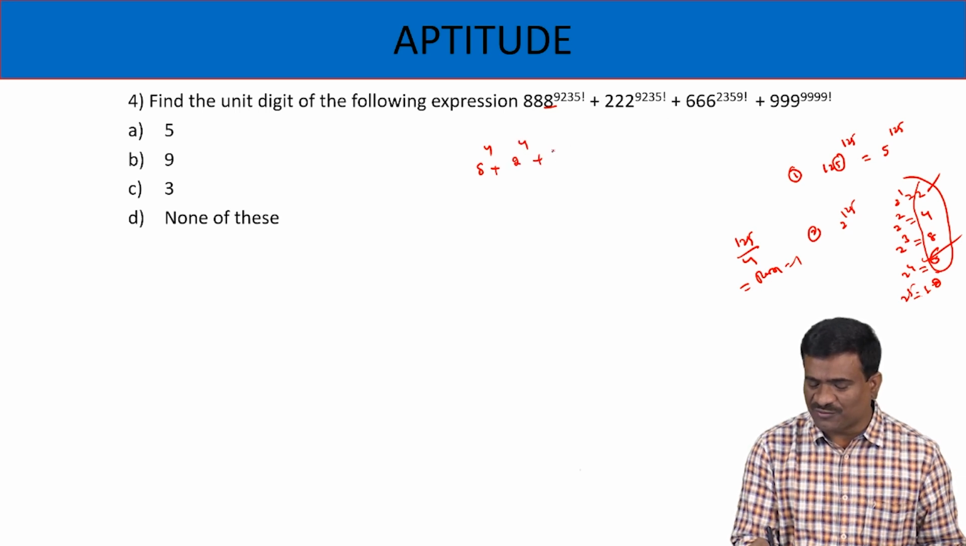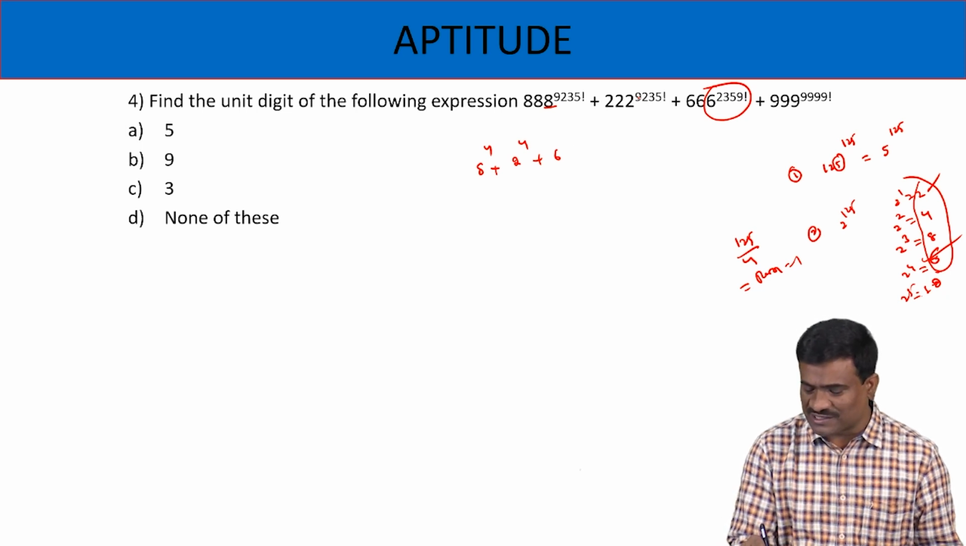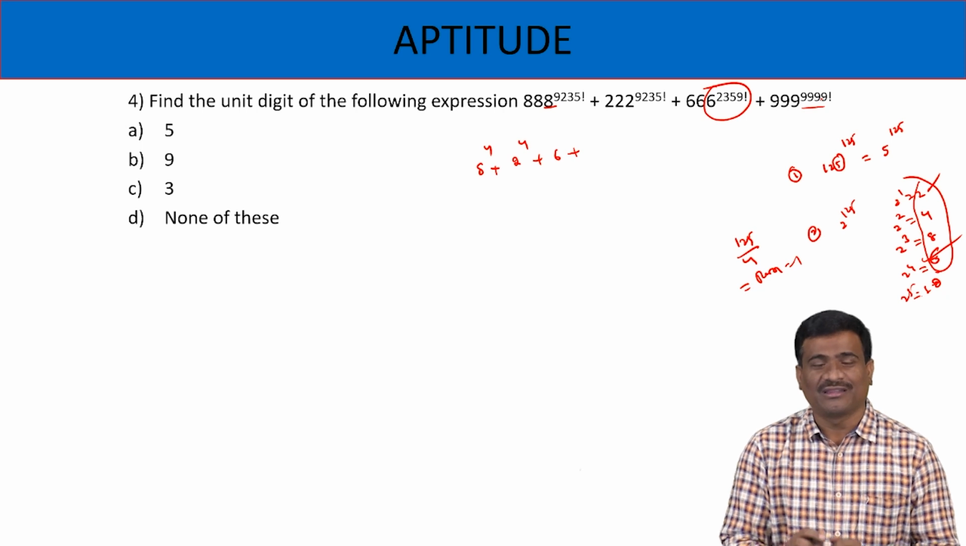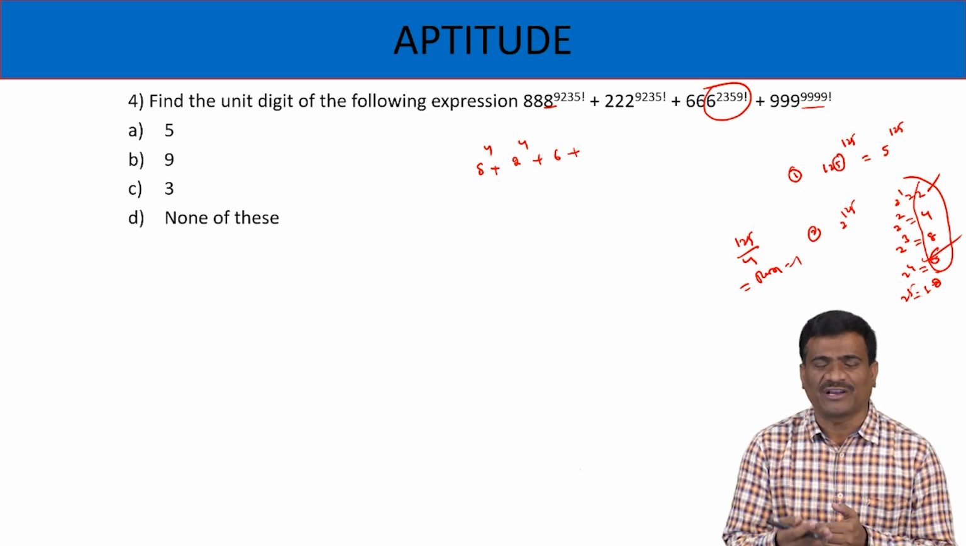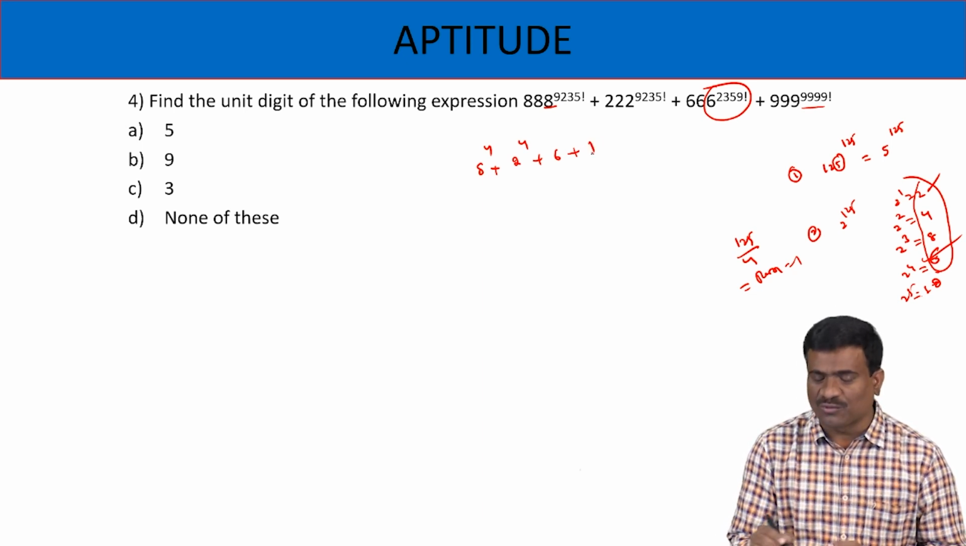Next, 6 to the power of any number is equal to 6. Next, 9 to the power of 999 factorial. That 999 factorial is always an even number. Here 9 to the power of an even number is equal to 1.